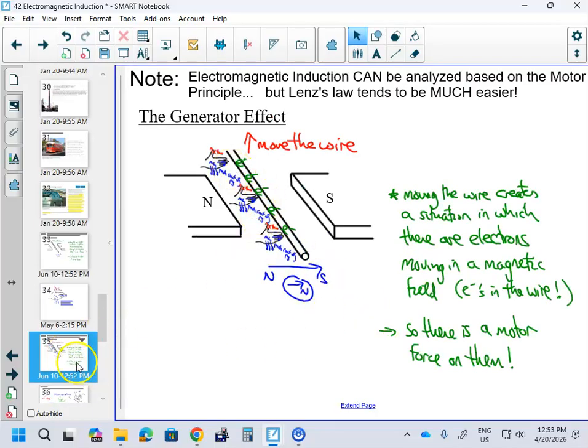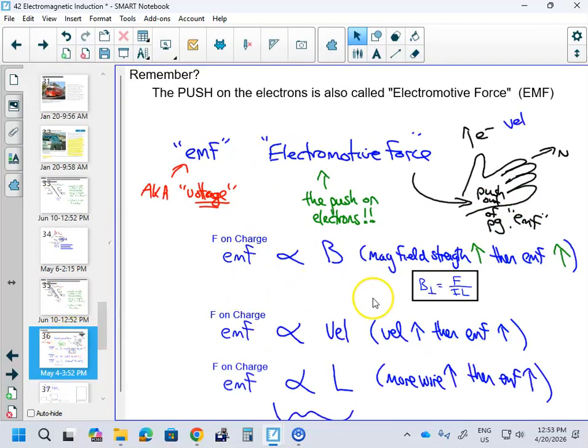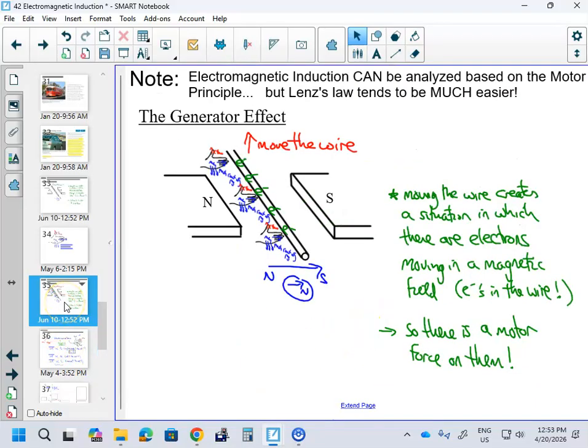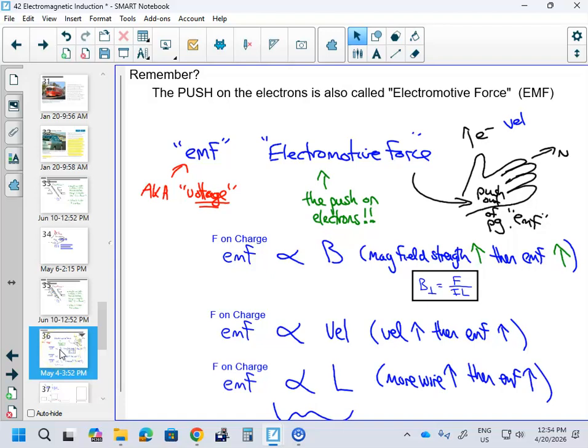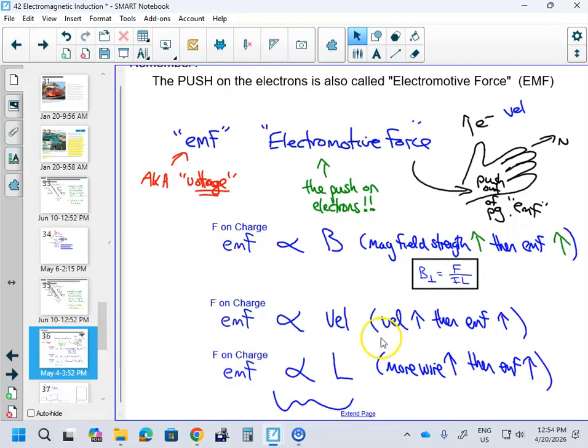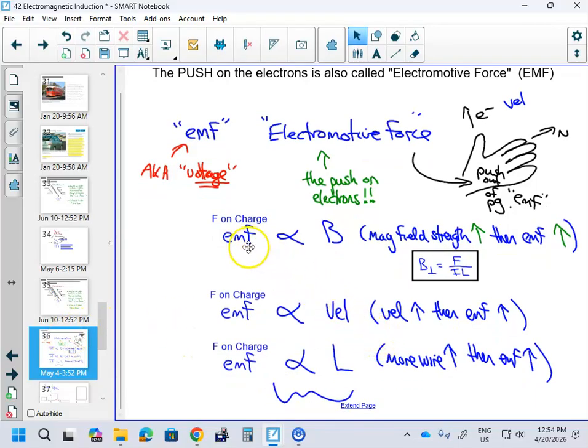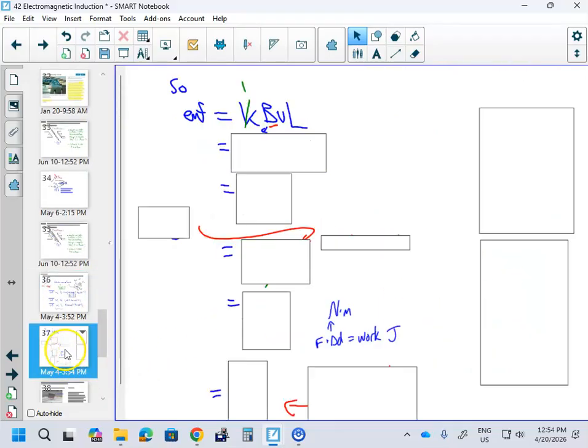So literally there's a push on each of those electrons. They are going to flow. It's going to induce an electric current, or electron flow, in the wire. Because there's a motor force on them, which is weird, right? But that's actually what's pushing the electrons, and that's why EMF and voltage are the same thing. The electromotive force is proportional to the magnetic field and the velocity and the length and so on. So there's your familiar formula from before.